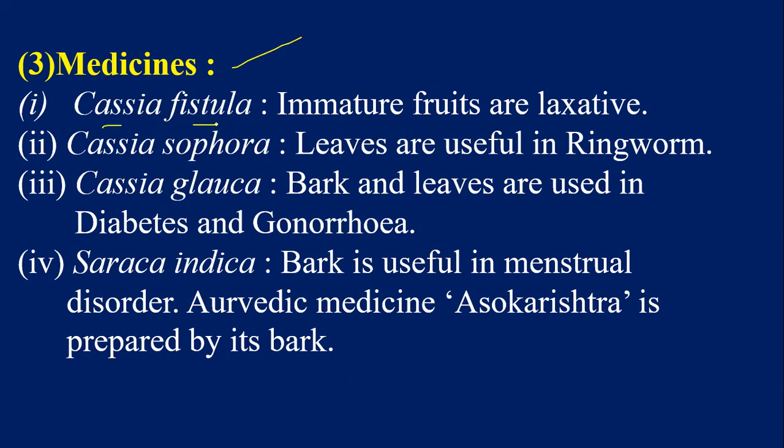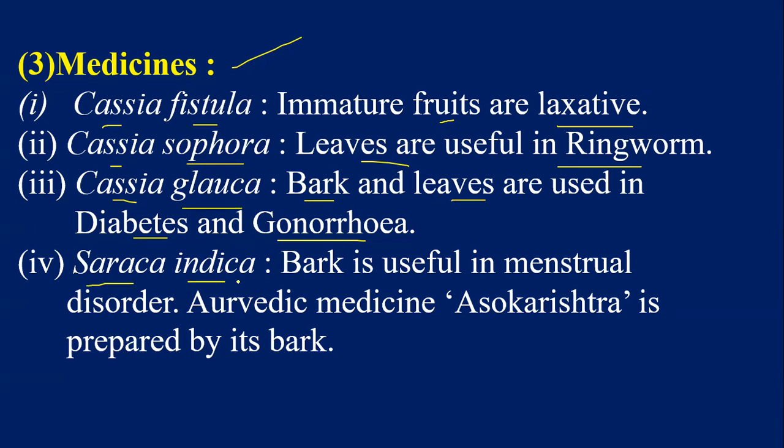Some plant species are used in the field of medicine. Cassia fistula: the fruits are used as laxative. If you are having any digestive system related disorders, this is used as laxative. And Cassia sophora: the leaves of this plant are used to treat ringworm. Cassia glauca: the bark and leaves are used in diabetes and gonorrhea. Gonorrhea is a sexually transmitted bacterial disease. To treat this disease, bark and leaves of Cassia glauca are used.